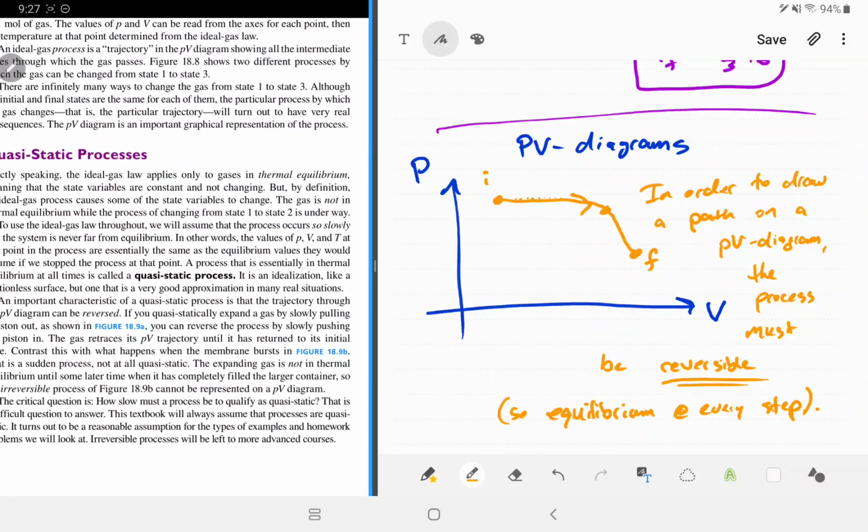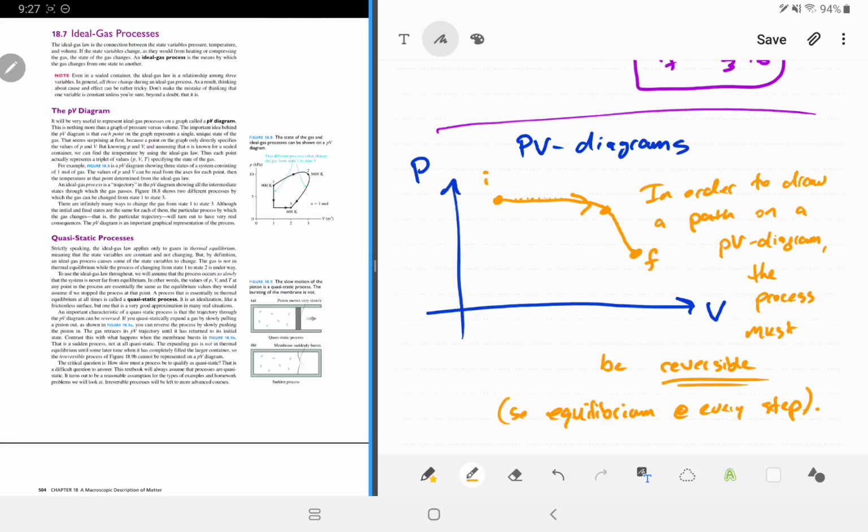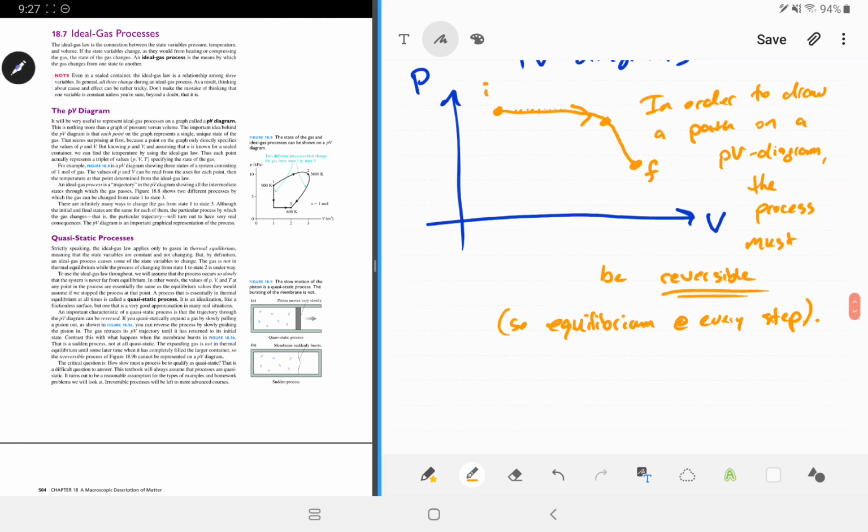Your book defines a couple different terms. They call it a quasi-static process. Your book is using quasi-static and reversible interchangeably. Quasi-static just means slow. Reversible means slow, and you can reverse it. But this book isn't really distinguishing between those two, so we'll be using the terms completely interchangeably. Quasi-static and reversible are the same thing. Okay, so that's one point about PV diagrams.